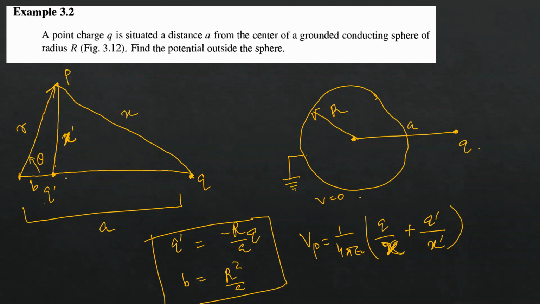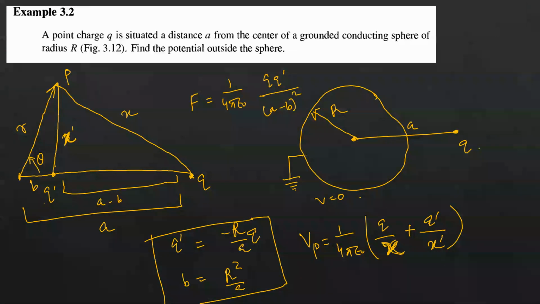Now that potential vanishes at all points on the sphere. Why? Because this is grounded. Now if you calculate the force between the charges, the force will be 1 by 4 pi epsilon naught, q q dash divided by the distance, which is a minus b, whole square. Now we can do what? In place of q dash, we'll put this. In place of b, we'll put this.